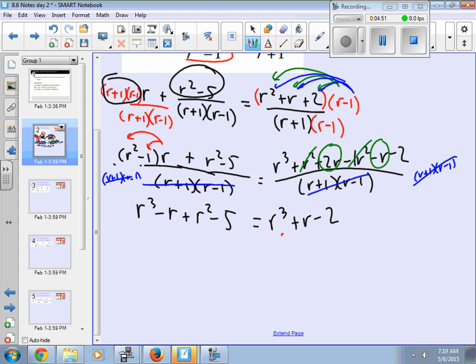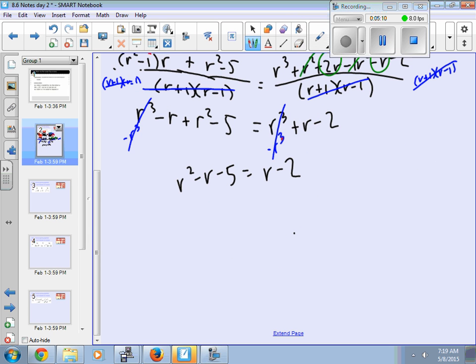All right, now we just have to solve this out and see what we get. If we subtract r to the third power here, those cancel out. So now we're down to this. However, we're not going to be able to solve this out algebraically. It looks like it's a quadratic. We're going to need to get everything to the same side and factor it. So let's subtract an r here, add 2, and get it equal to 0.